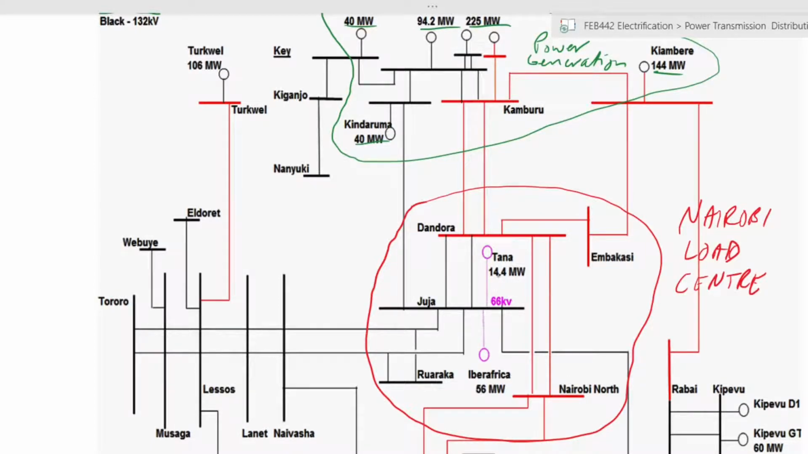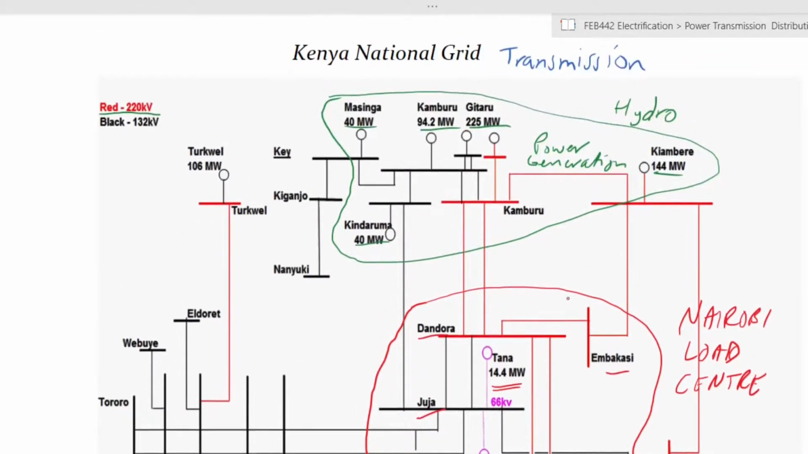Within Nairobi load center, you will notice that you have some small amount of power being generated. Iber Africa, which is 56 megawatts, is being generated in industrial area. And you can see now these stations that are being indicated here, these are actually receiving stations. So at the power generation sites, you have the generators, which are these. Then you have them being connected through transformers. That line represents the transformer, and a line that links several of them together like this is called a bus.